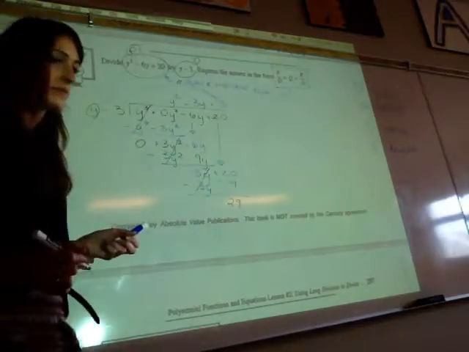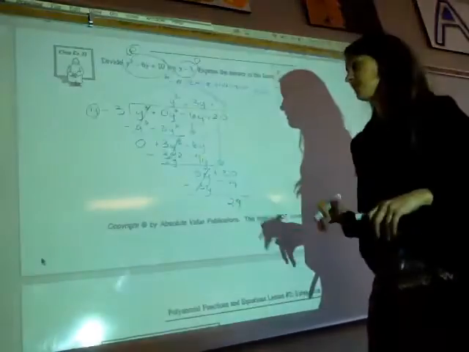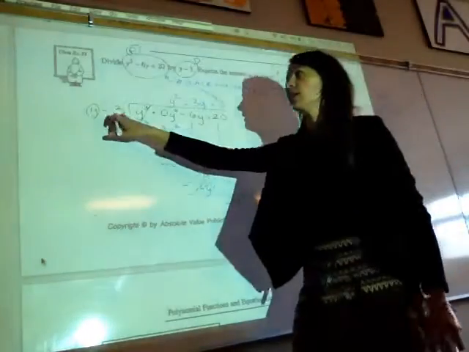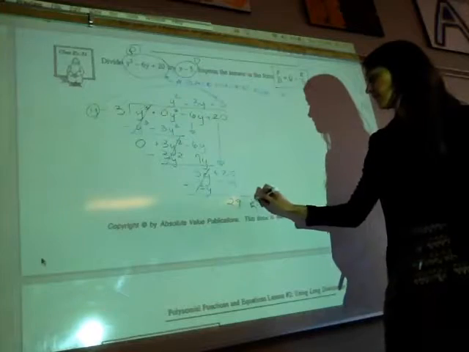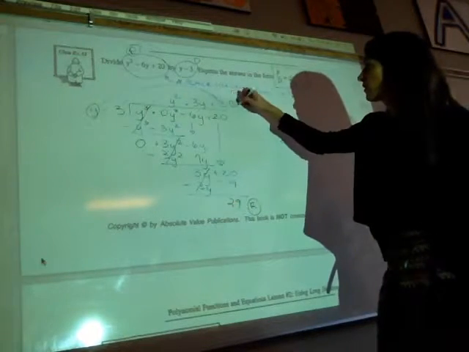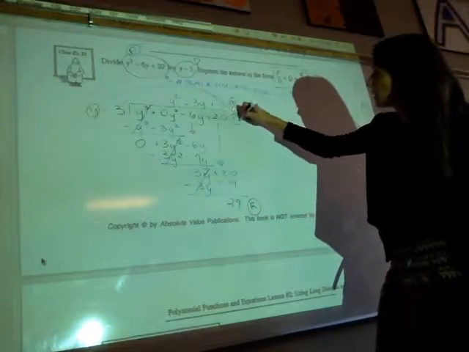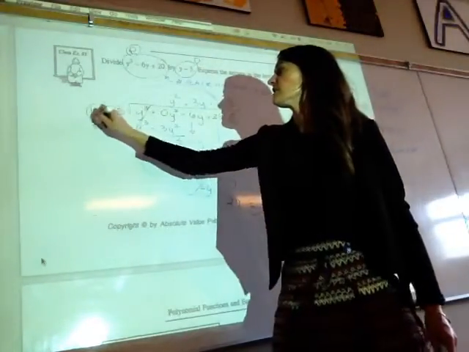Are there any more terms to bring down? No. So we can stop. As well as you can't multiply y times anything to get 29. So this is our remainder. This is our quotient. This is our polynomial. This was our divisor.